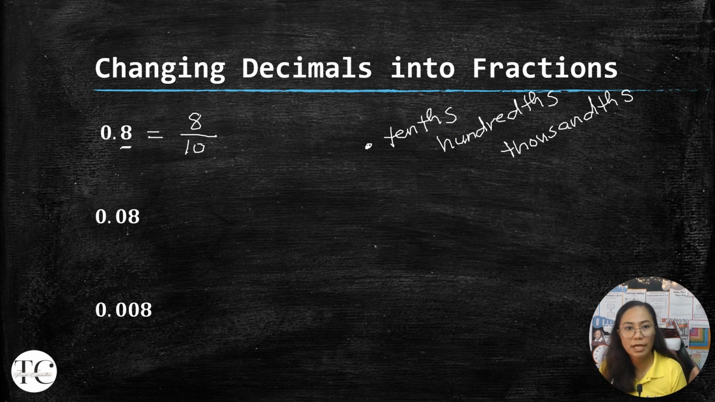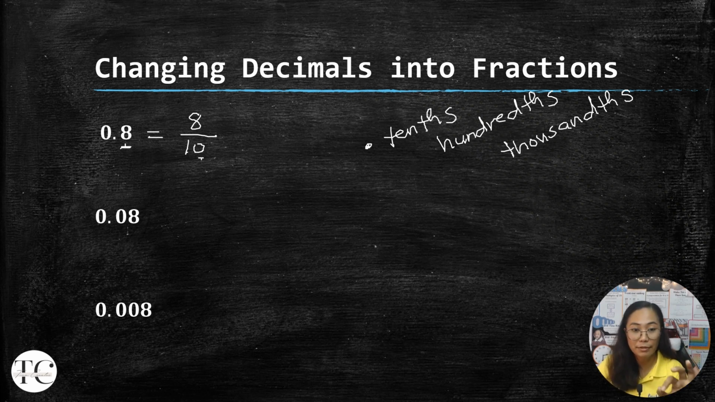Okay, so let's say, for example, you forgot about the place values. So here's what you will have to look into. How many numbers are there after the decimal point? Because that will determine how many zeros you will be writing in your denominator. So since it has only one number after the decimal point, we got here 1 0, so we placed 8 over 10 or 8 tenths.